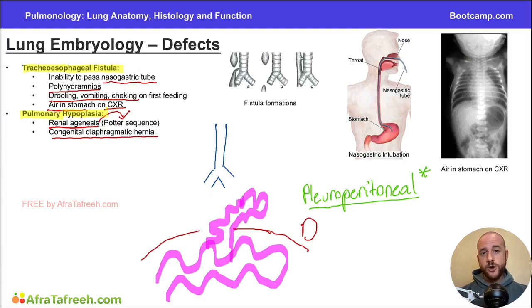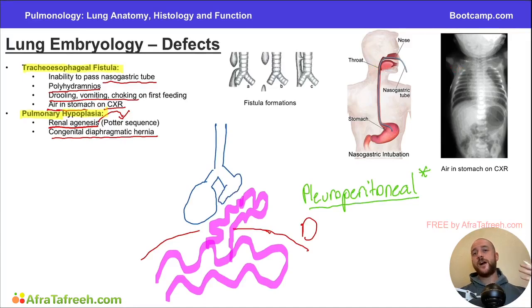And so where there are no bowel loops, the lungs are going to be able to develop normally. However, where there are bowel loops, the lungs have limited space to grow. They cannot grow into the space the bowel loops are occupying, and so they become underdeveloped, which is another form of pulmonary hypoplasia.